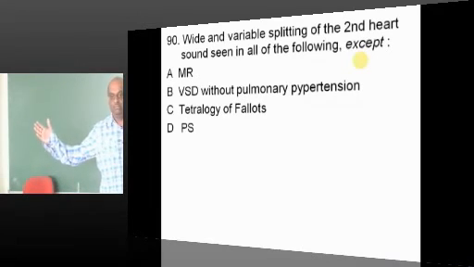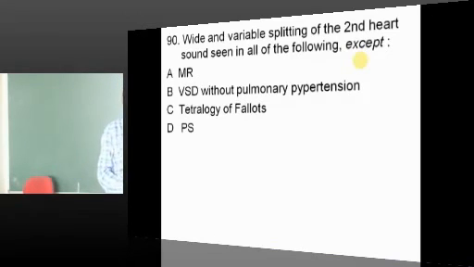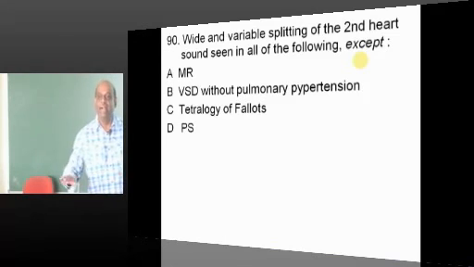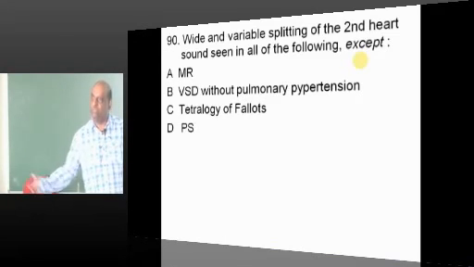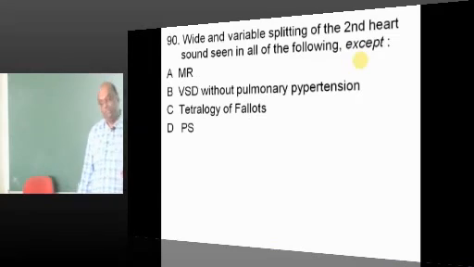You agree with me? If there is MR, what happens? When the ventricle is contracting, some blood is going forward, some blood is going backward. So will the aortic valve close early or late? Early. The work finished early. Half the night duty you did, other half your fiancé did. So ultimately all patients are killed thoroughly in the night very early. So early closure of A2 leads to widening. So MR leads to widening.